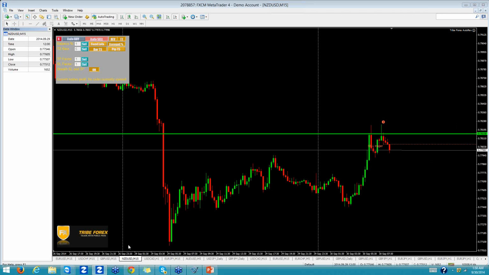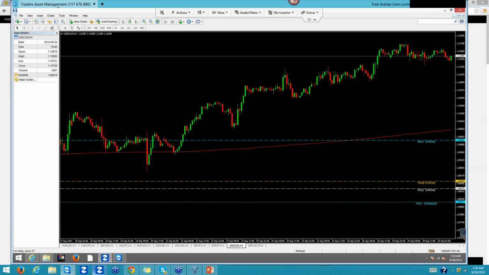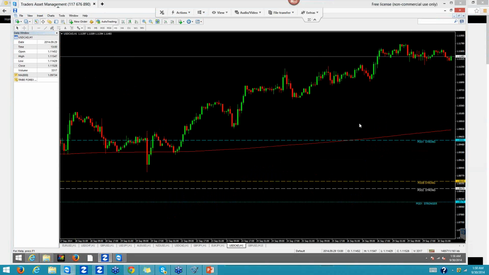So your pods are different than mine. Yeah, so pods are going to be based upon the feed that you have. So sometimes pods are different. For instance, my platform is very similar to Nino's platform, and yet between these two, which have different feeds, I actually have different pods that are set up here, which is very interesting. It's interesting to me as well. But that's how it works sometimes.